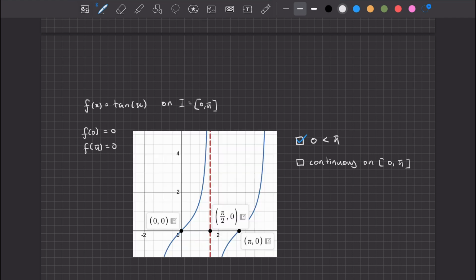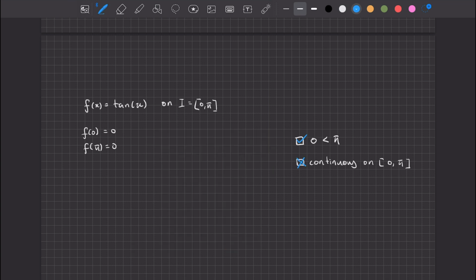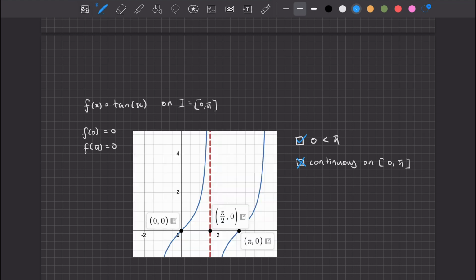Well, if we have a look at the graph, we can see that there's an asymptote at pi on 2. So no, it's not continuous. Therefore, it's also not differentiable from 0 to pi. So even though f(0) is equal to f(pi), we can't apply Rolle's theorem and say that there's a stationary point in between them. And you can see that by just looking at the graph as well.